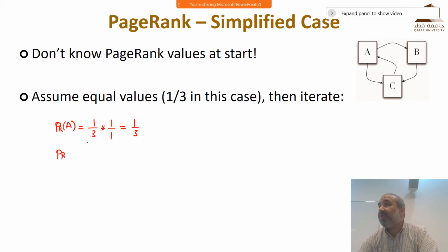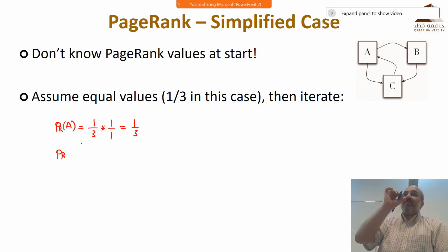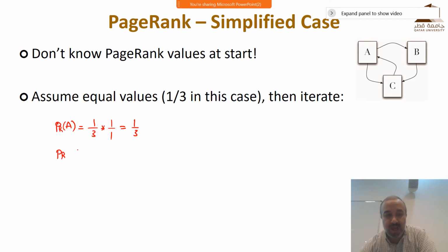Are we done with PageRank of A? For that iteration, it's done. Okay? How about PageRank of B? Anyone? Raise your hand, please. Otherwise, I will point to someone. Tajida. 1 over 3 again? Why?